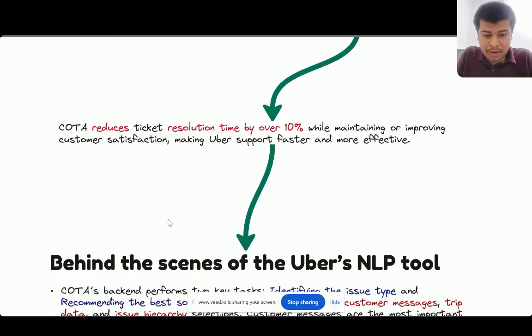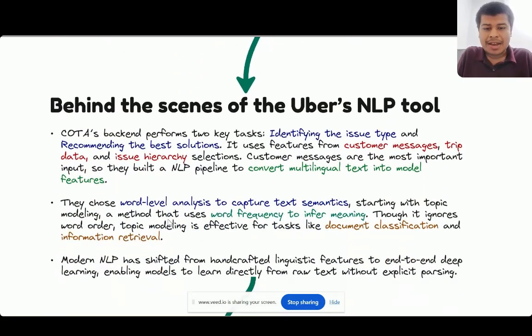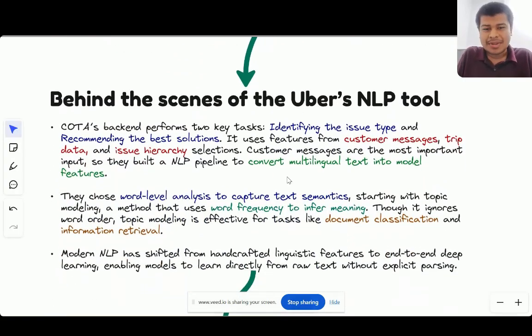Now we'll look into the whole backend form. It's so much text, right? But then there are good representations afterwards. Just go through this. We'll now go through what are the different attributes of this NLP2, right? What are the different uniqueness of this NLP2? So what it does primarily, it identifies the issue type and then recommends the best solution. That is what it does.